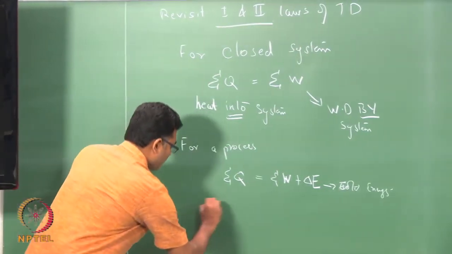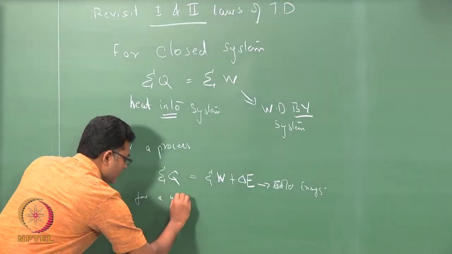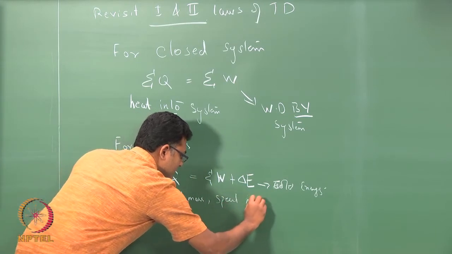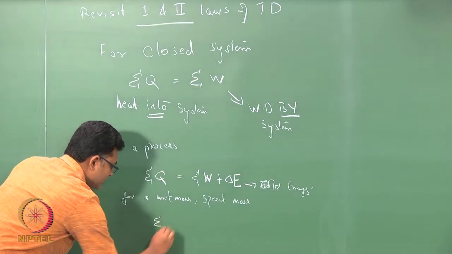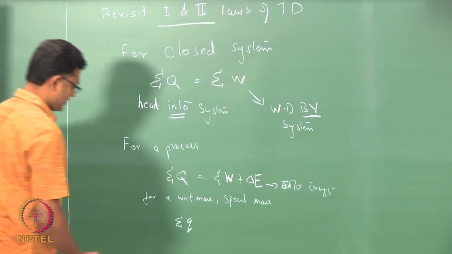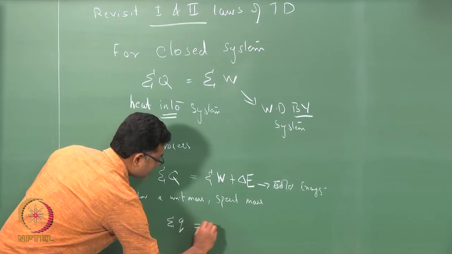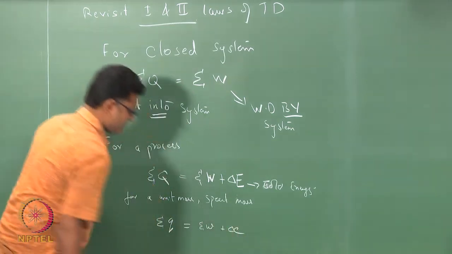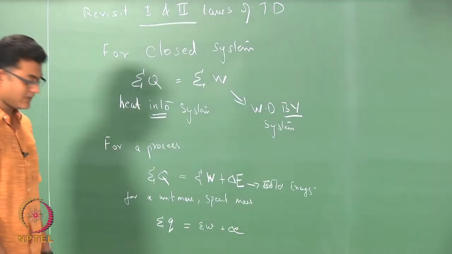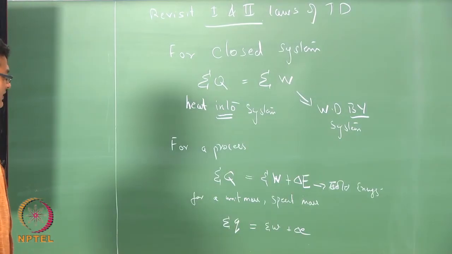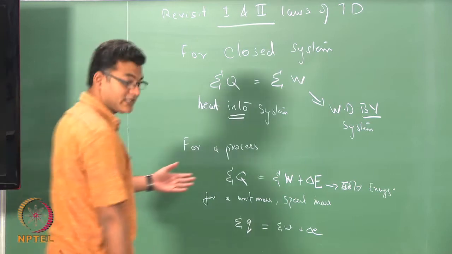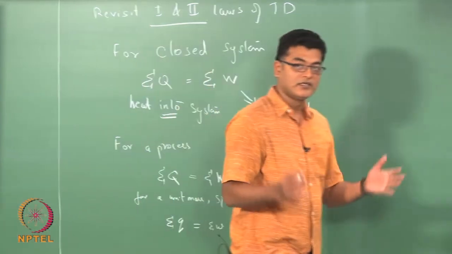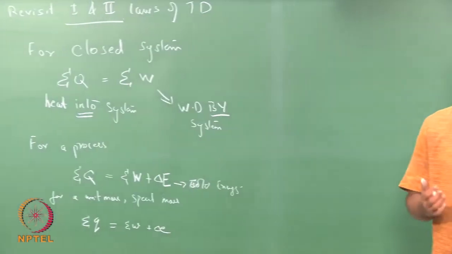Now, for a unit mass, or as we call it, specific mass, we use the notation delta q equals delta w plus delta e, all in small letters, for specific mass. We will keep this notation throughout the course. When I write capital Q, it is for the whole mass, small q is for unit mass.